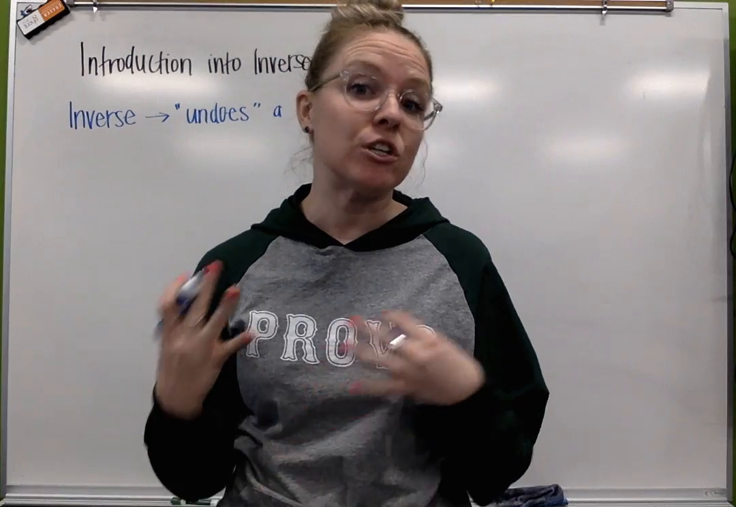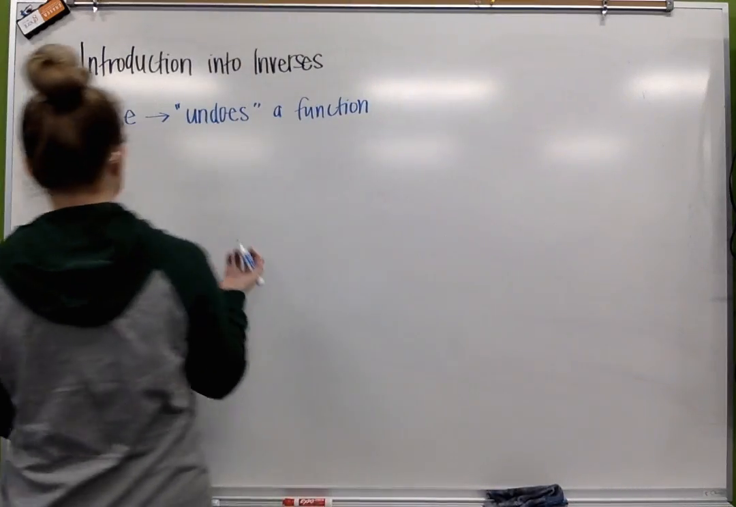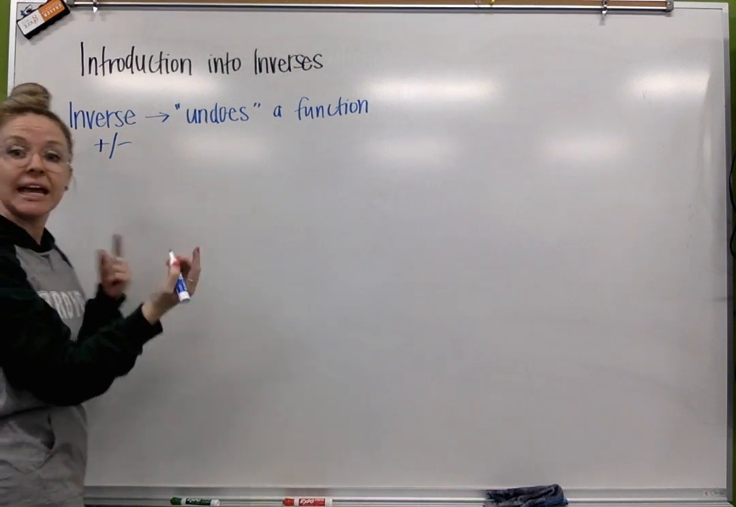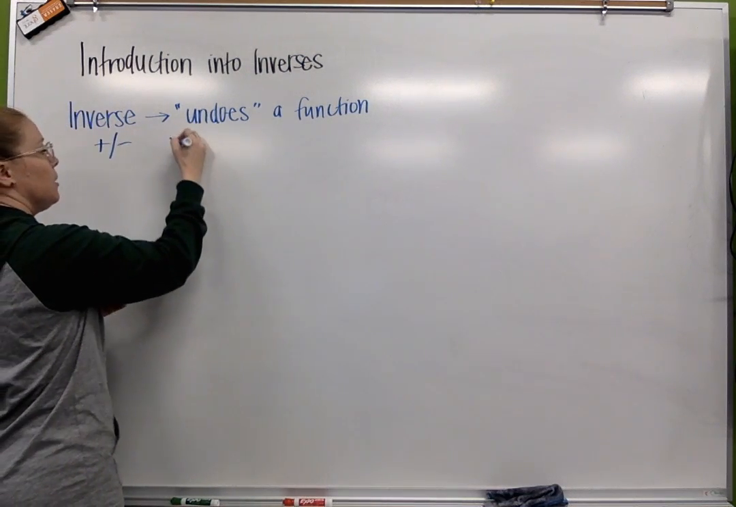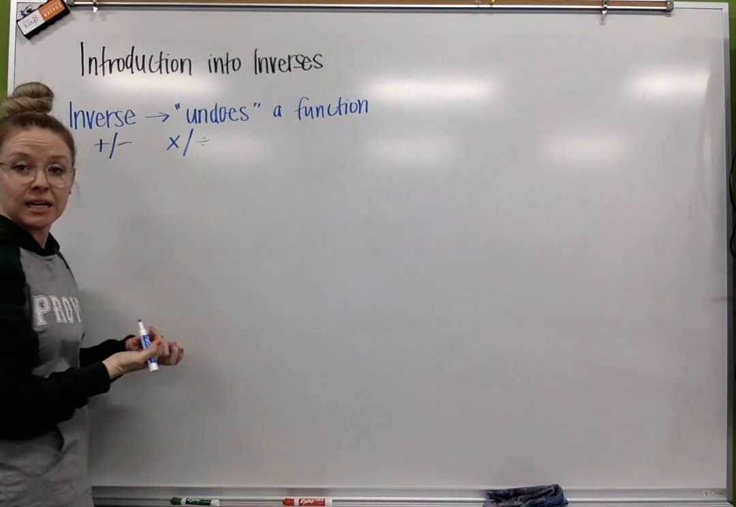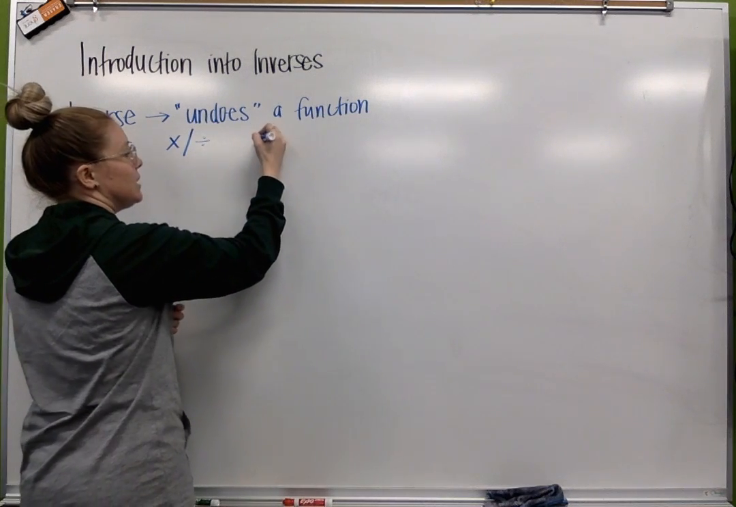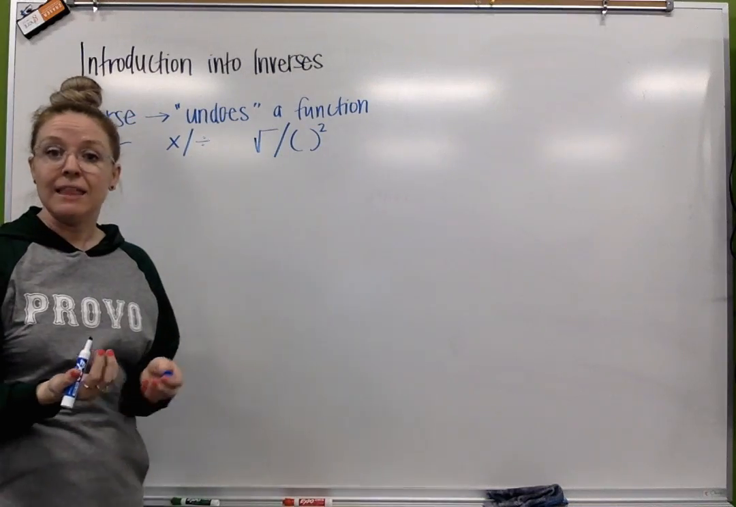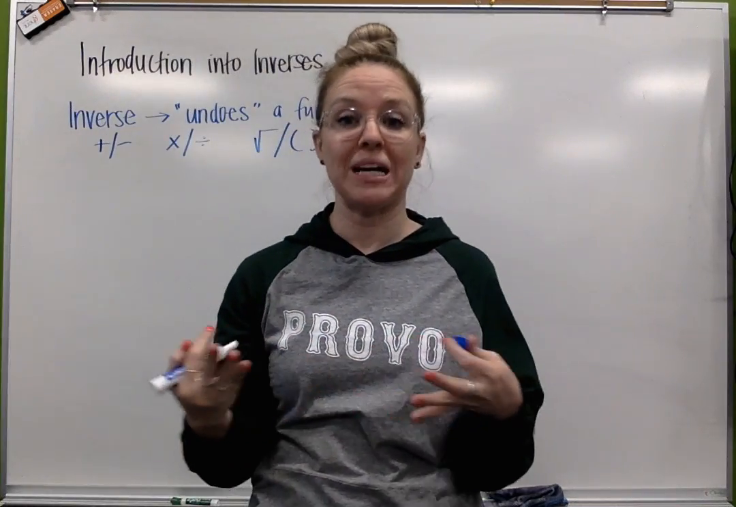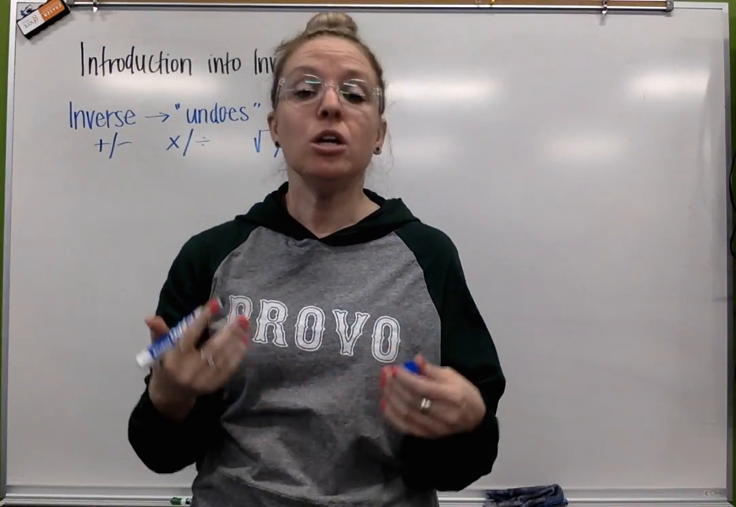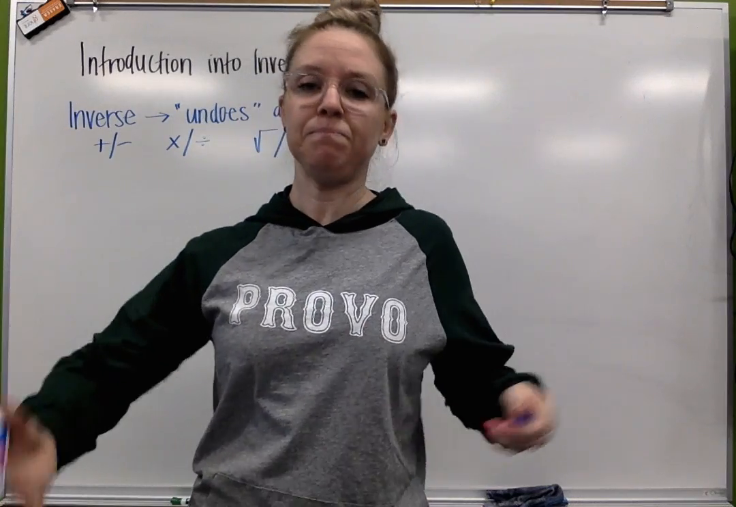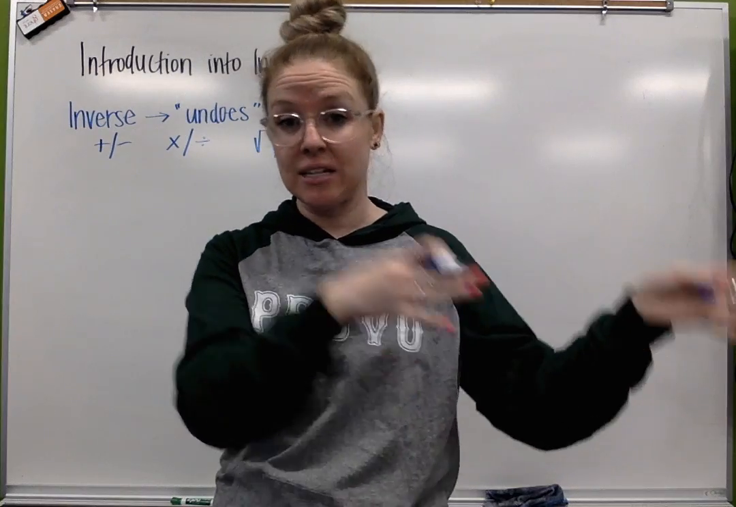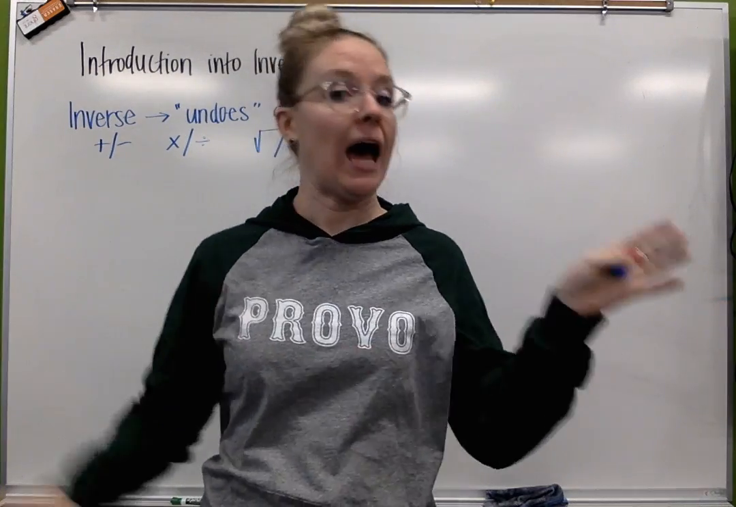We've seen inverse operations before. Inverse operations undo each other, like adding and subtracting. They cancel each other out. Multiplying and dividing. Square roots and squaring. Those are inverses of each other because they cancel each other out. So we're going to be using those to cancel functions out, to start at the end and go back to the beginning. How do we do that?